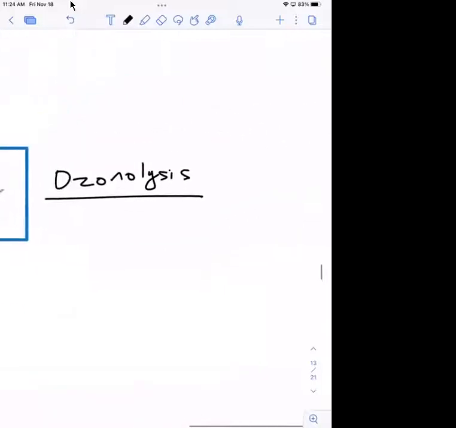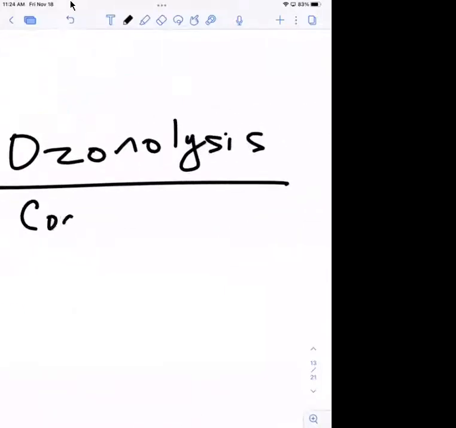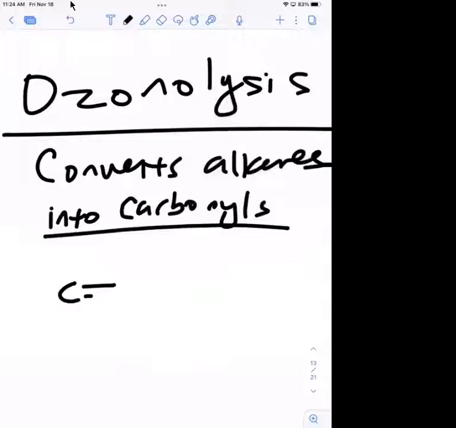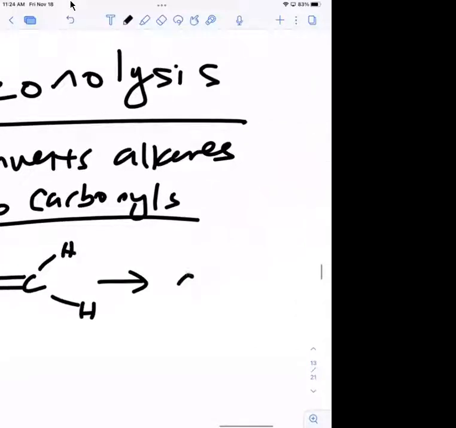So ozonolysis is a way to convert alkenes into carbonyls. Basically, without going through the mechanism, because it's very involved, and I think I sent that video already. I don't want to go through it because it would take the rest of the class. But basically, both carbons in the alkene, let me just write it out like this, both of those carbons are going to become carbonyls.